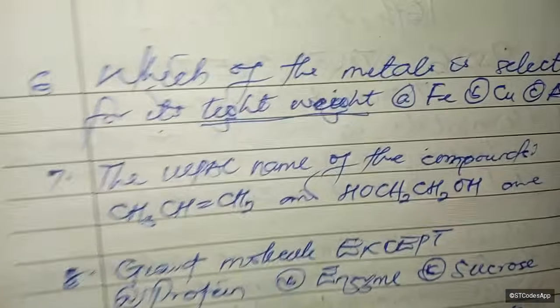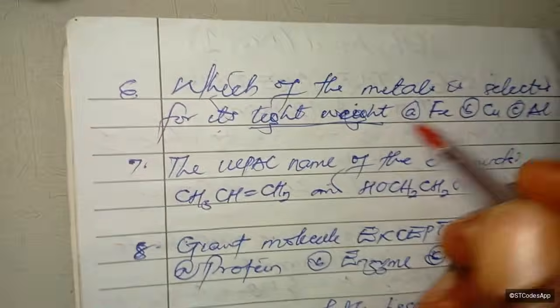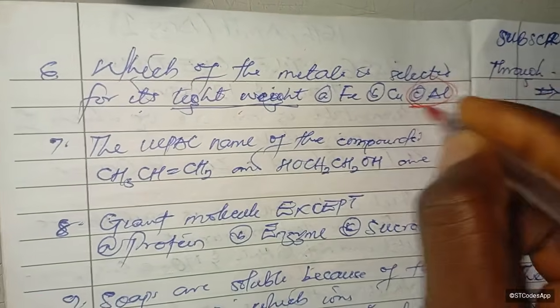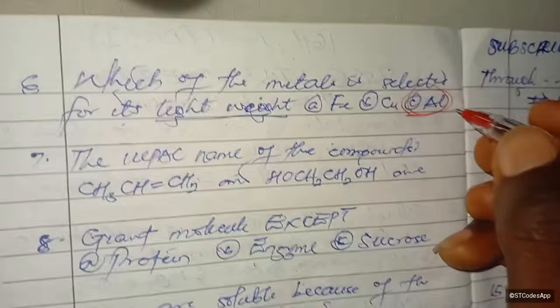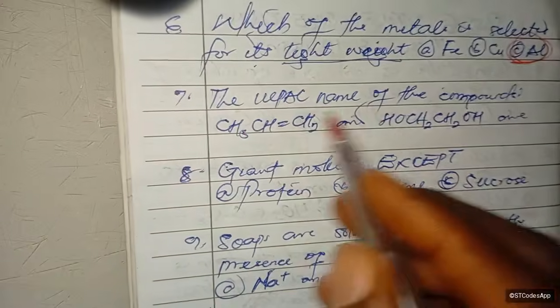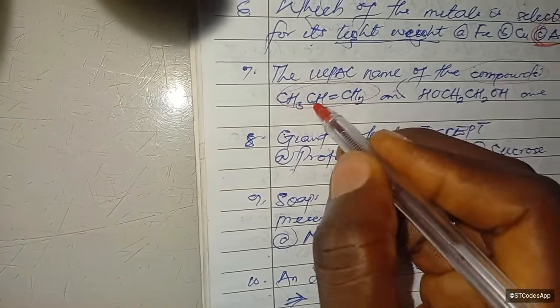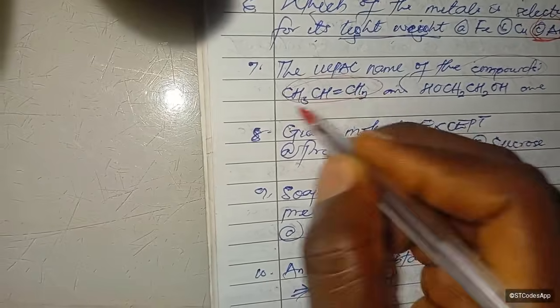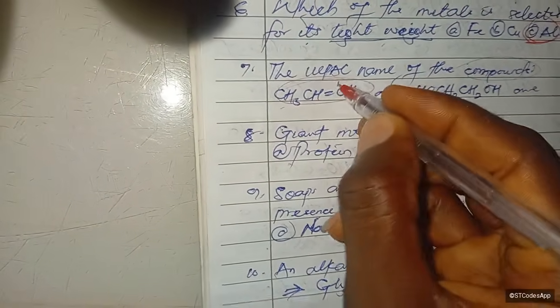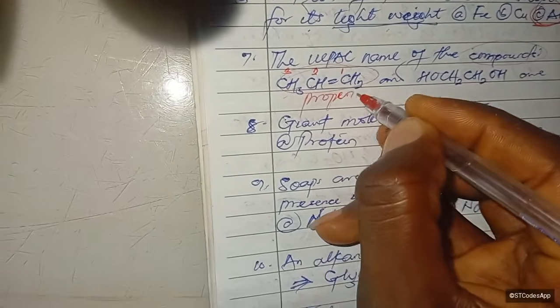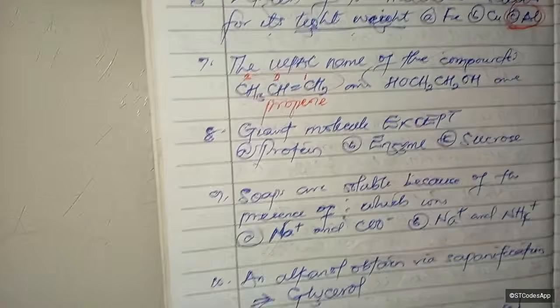Now, which of these metals is selected for its lightweight? Generally it is Al, because we know that aluminium is lightweight. Name this compound. This will be 1, 2, 3. This will be propene because it will go like this: 1, 2, 3. That will be propene. Or they might give you prop-1-ene. It's also correct. Exactly. Propene.